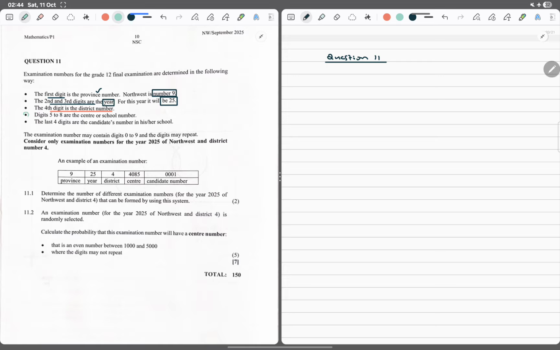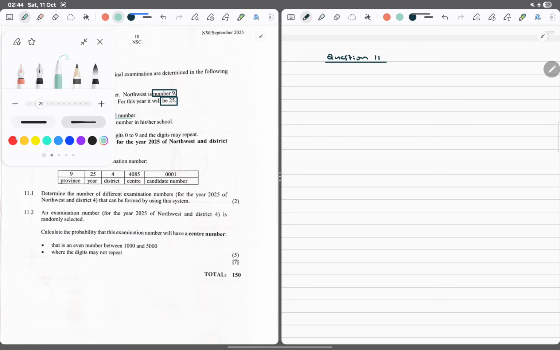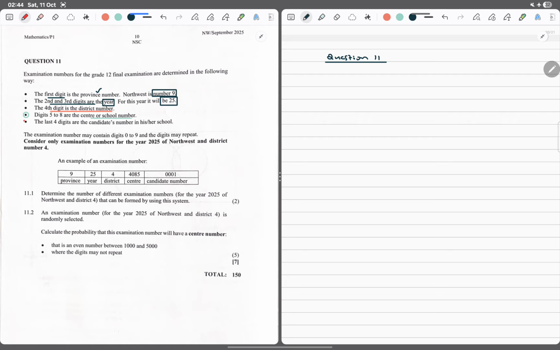Digits 5 to 8 are the center or school number. And the last 4 digits are the candidate's number in his or her school. Okay, cool. What a complicated thing there. The examination number may contain digits 0 to 9. Okay, right. So how many are they in total?